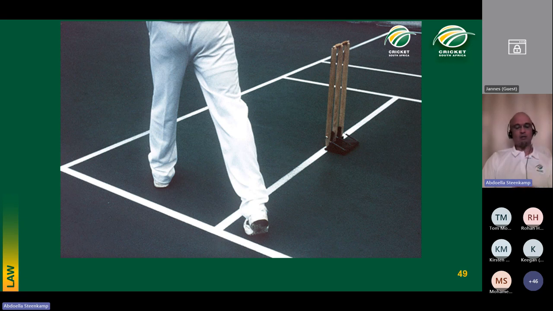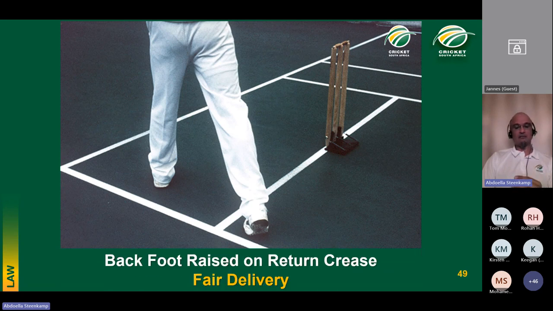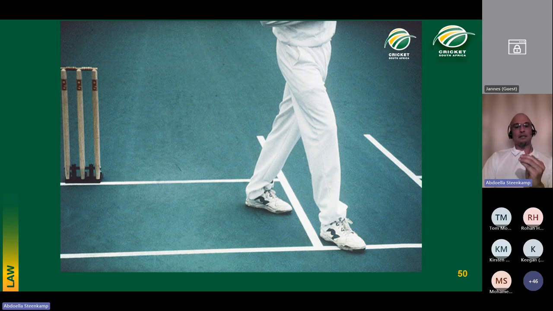Back foot. Is any part of the back foot touching the return crease? No. No part of the back foot is touching the return crease. That's why we're happy with this delivery. It's a fair delivery.